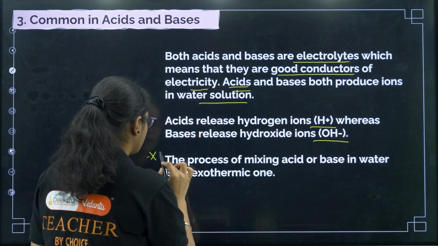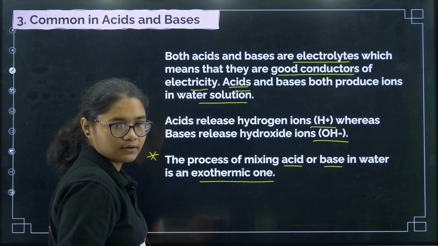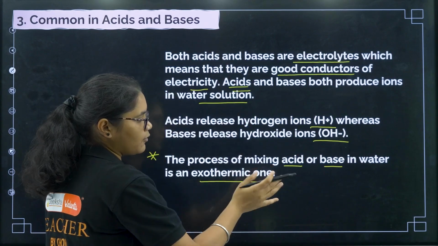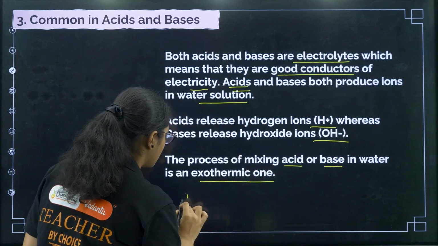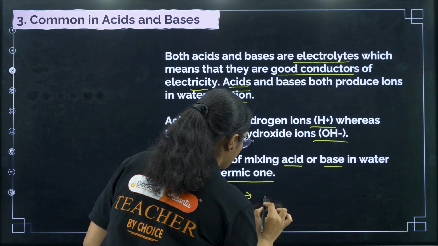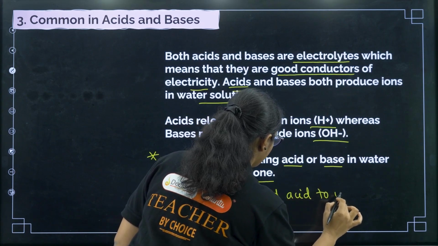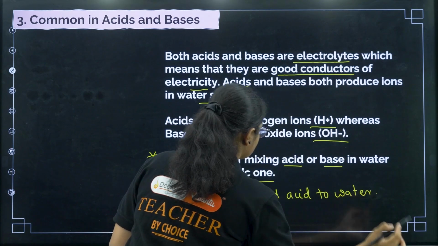Next, this is very important. The process of mixing acid or base in water is an exothermic one. When you dissolve acid or base in water, it is an exothermic process. So always remember, in the case of dilution, always add acid to water, and not water to acid.